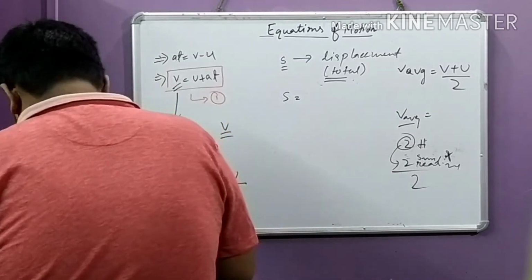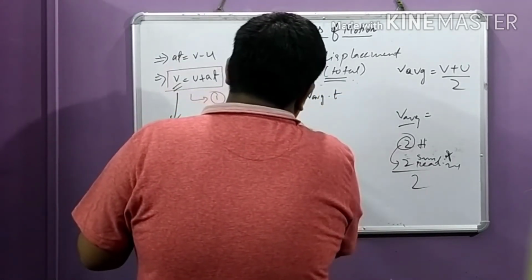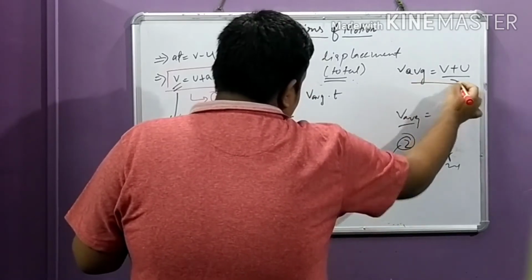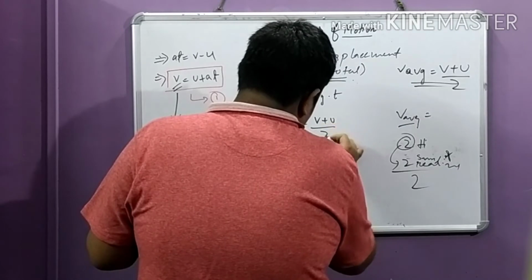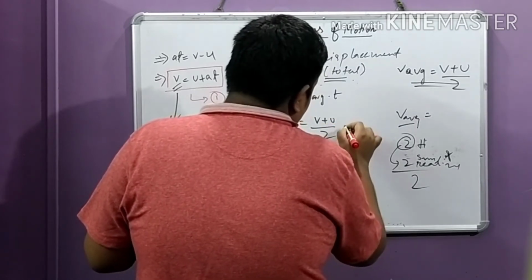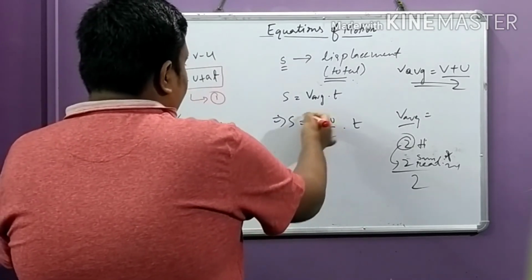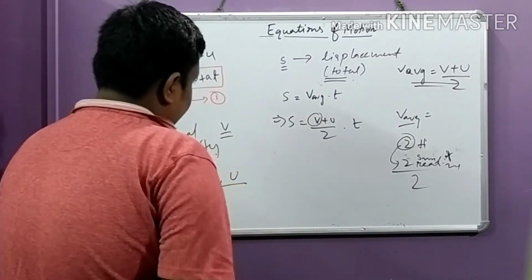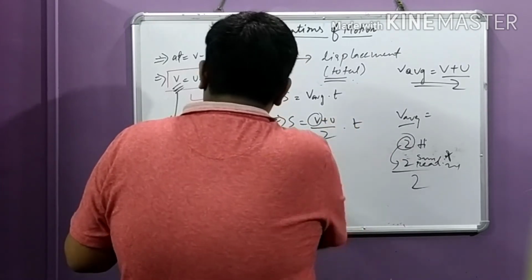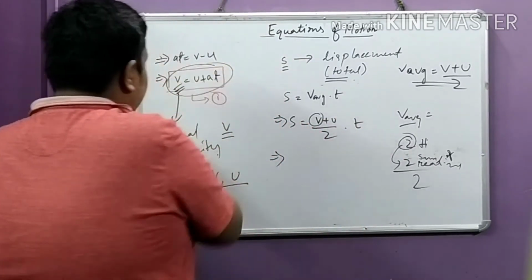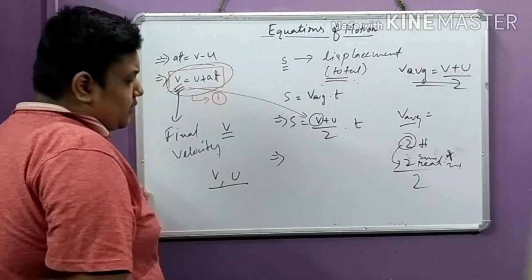S equal to Vt, V average into T. S equal to V average means (V plus U) by 2 into T. Now we will put the value of V from here. Because this is the final velocity, this is the initial velocity. So we have the equation for final velocity. So we will directly put this V here now. This will be the correct one.